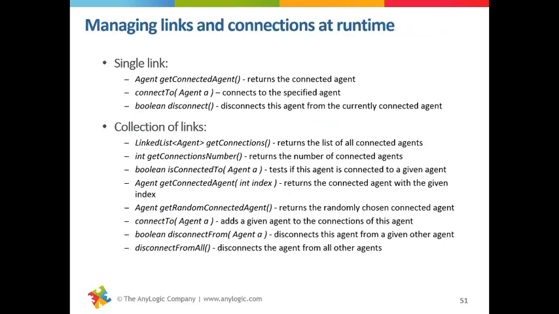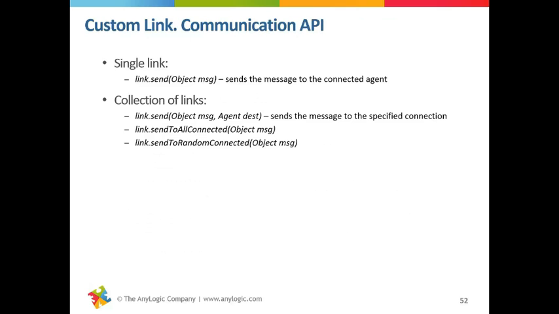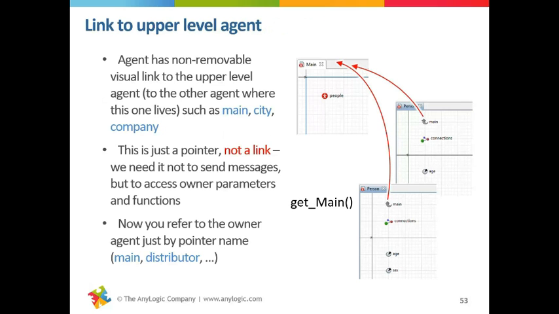Connections can be managed in a model using the functions below. There is also an API for custom links. There is also a link to an upper-level agent. You no longer need the get_main function. You can now reference main simply by main.